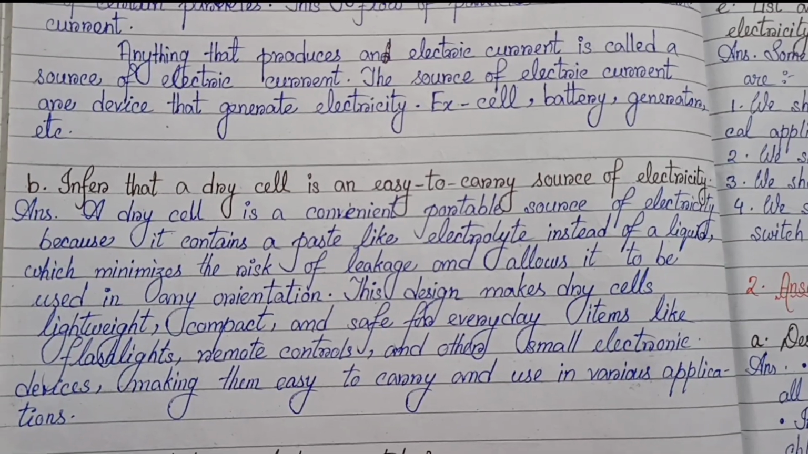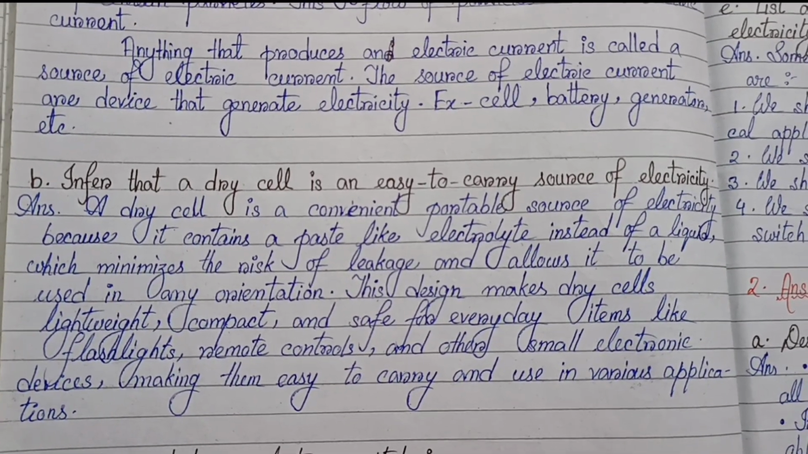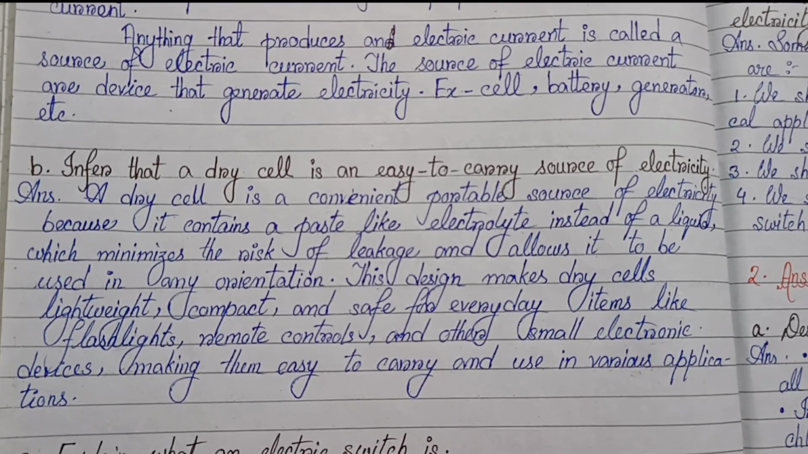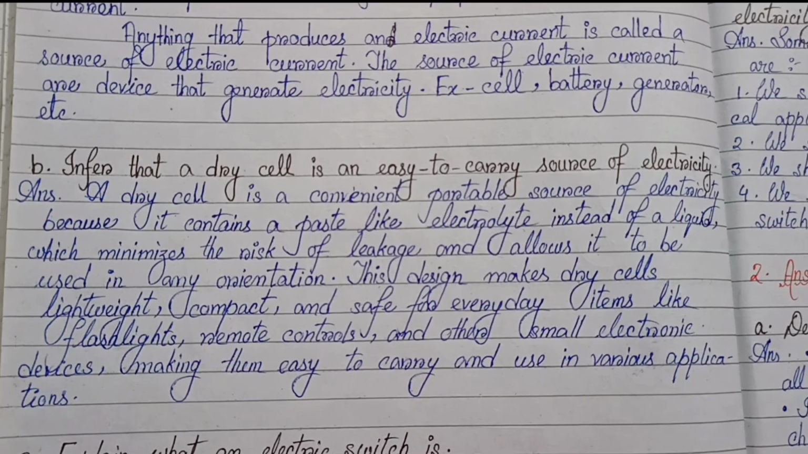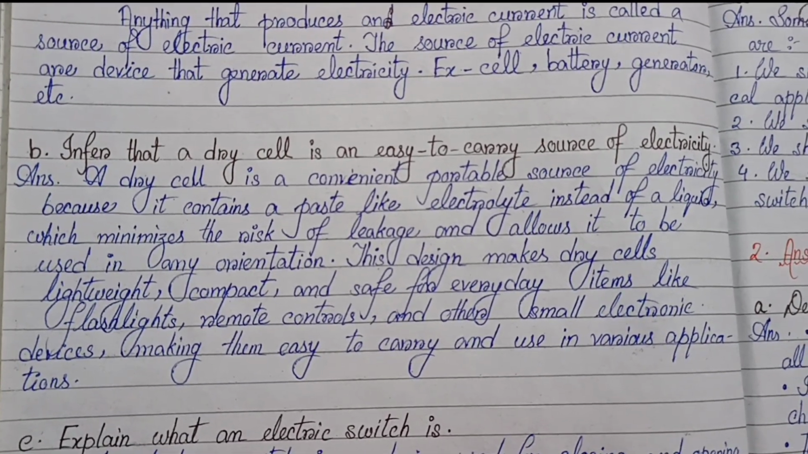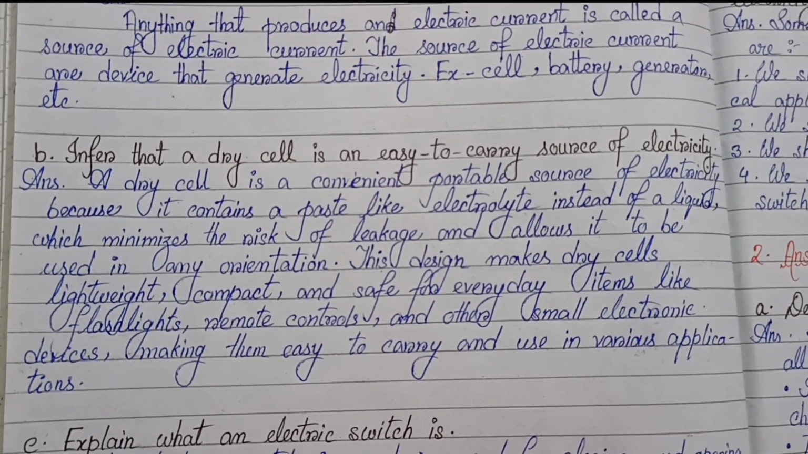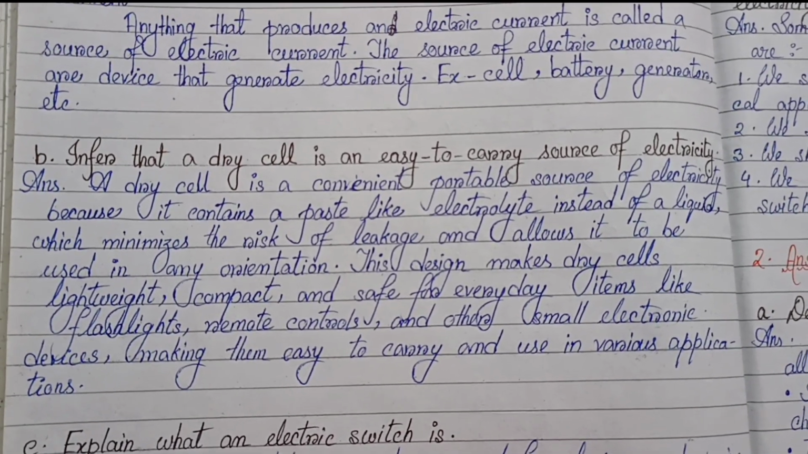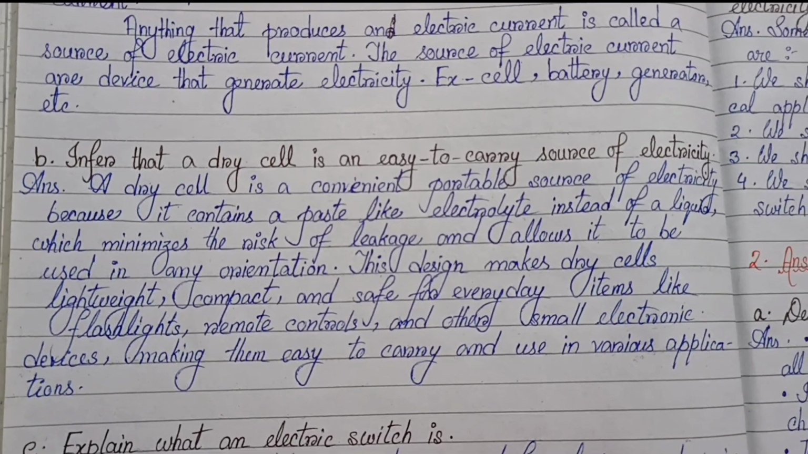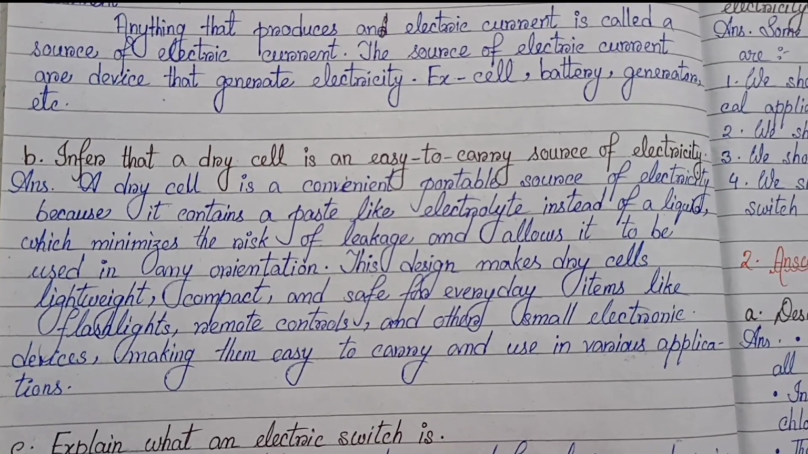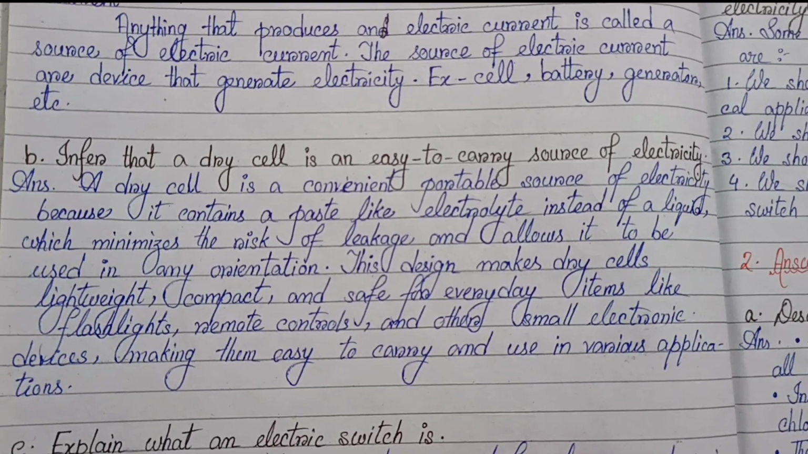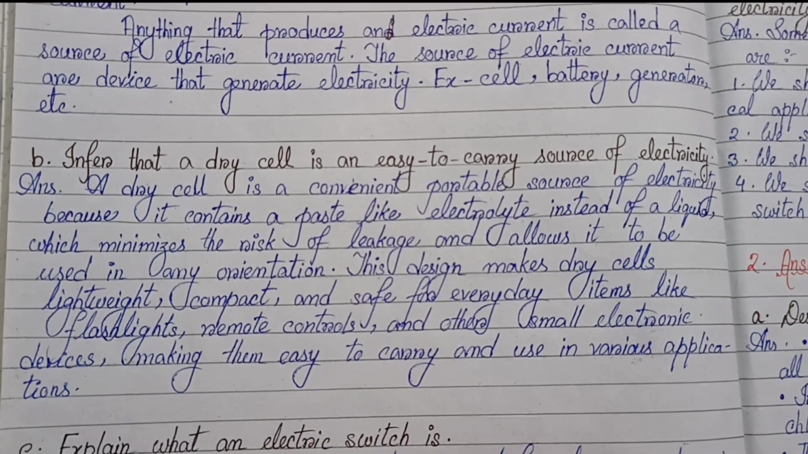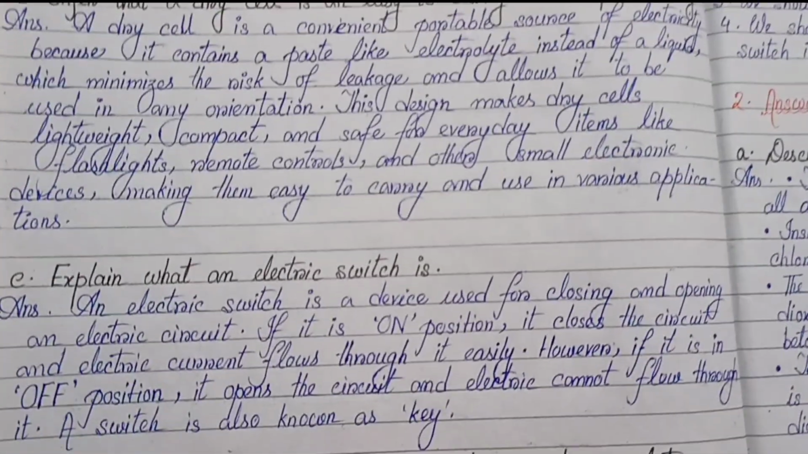Number B, infer that a dry cell is an easy to carry source of electricity. A dry cell is a convenient portable source of electricity because it contains a paste-like electrolyte instead of a liquid, which minimizes the risk of leakage and allows it to be used in any orientation. This design makes dry cells lightweight, compact and safe for everyday items like flashlights, remote controls and other small electronic devices, making them easy to carry and use in various applications.